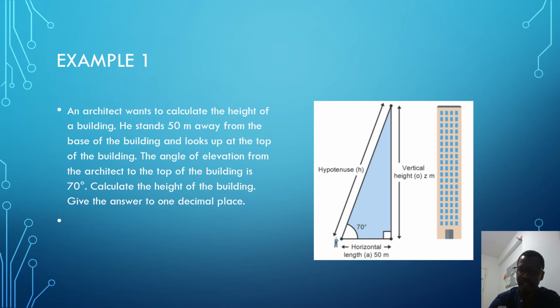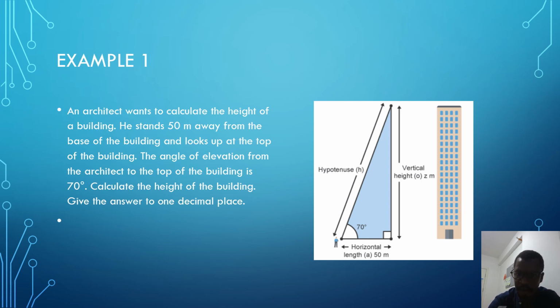So this is the building, represented by this line. Let's just finish the question. He stands 50 meters away from the base of the building and looks up at the top of the building.